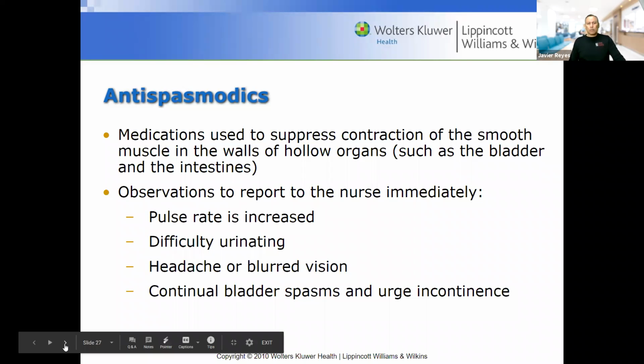Not too common. Some complications that can occur, of course, are difficulty urinating. Maybe the bladder will not empty itself anymore. They have spasms, decreased urge incontinence. Like you have to go right now. If you don't go, you're not going to make it to the restroom. That's a problem.